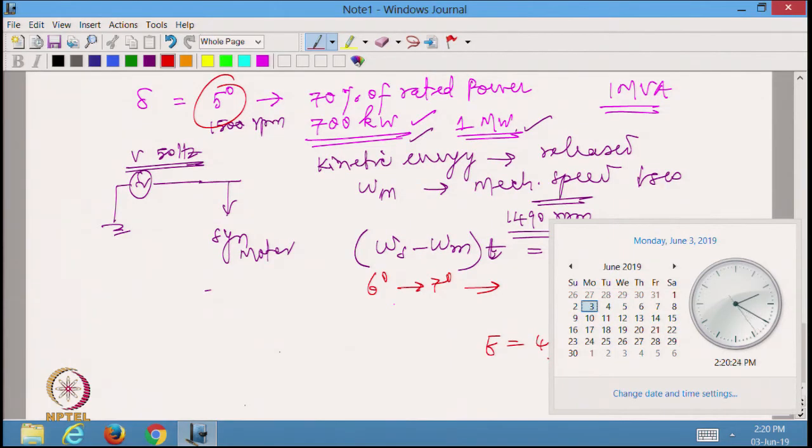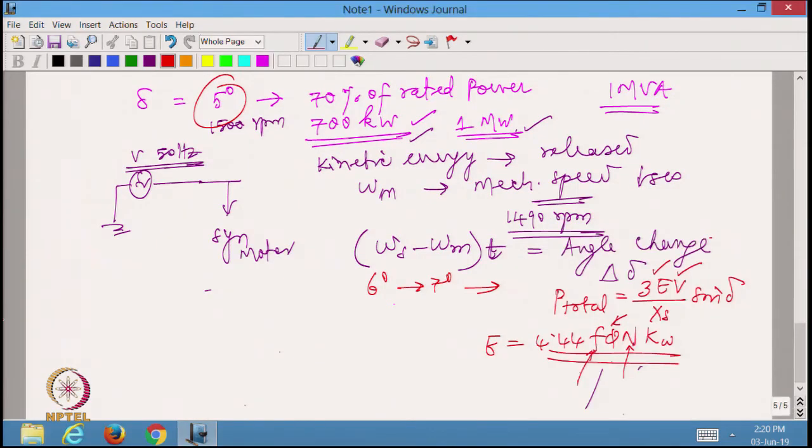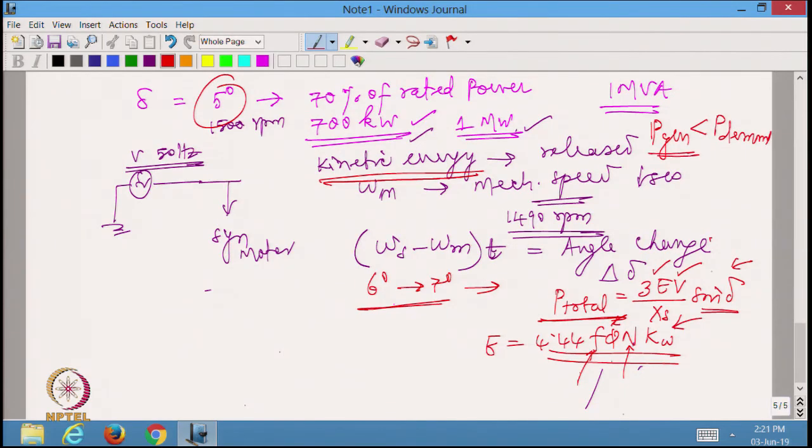Same is the case with the winding factor of the machine as well. So, the only thing P total can change with is delta, and delta has increased. So, P total will definitely increase. Please understand, the kinetic energy was released because the P generated by the machine was less than the P demanded from the load side. Now, P generated from the machine is slowly increasing because delta is increasing.